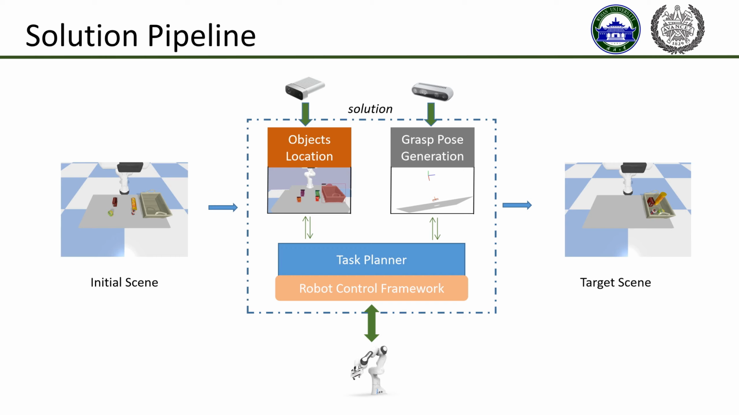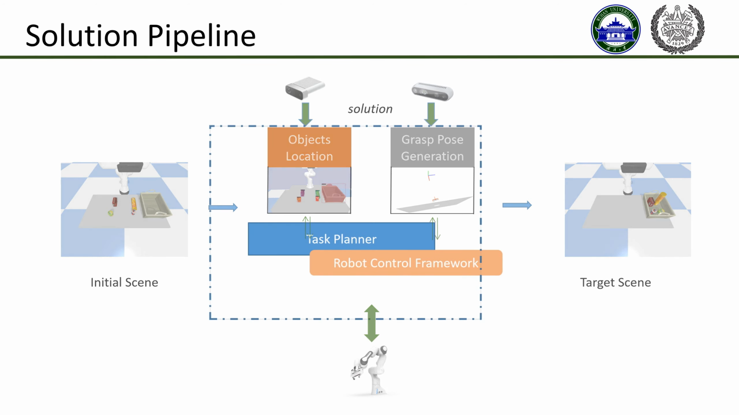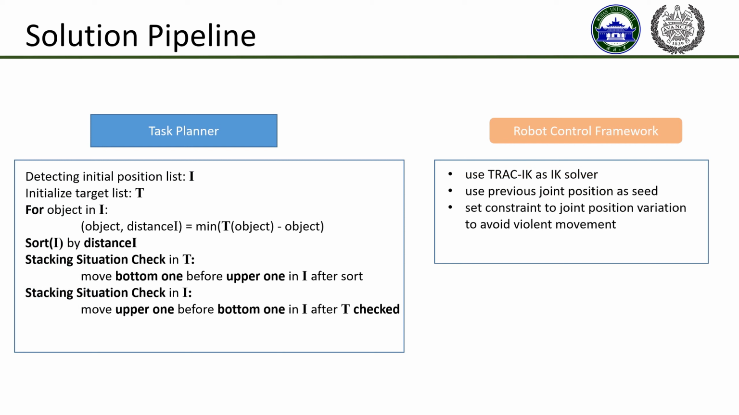Our object location node and the grasp generation node cannot function without our task planner. And our task planner must depend on our robot control framework to execute the organization task. The left rectangle introduces our task planner logic. First, we sort our task list by the moving distance of each object, and then we adjust the task list by stacking situations. A stacking situation occurs if one object is placed on top of another. We make sure that we will always pick the upper object before the bottom object in the initial scene, and do our best to pick the bottom object before the upper object in the target scene.